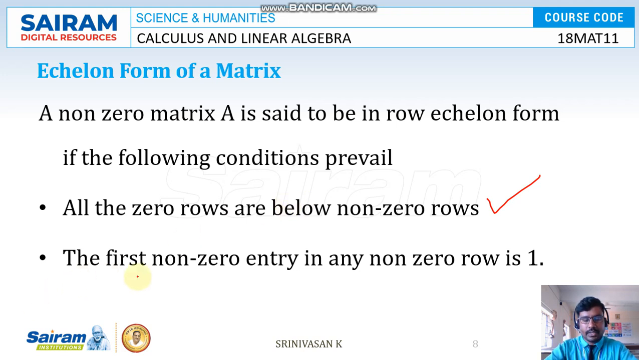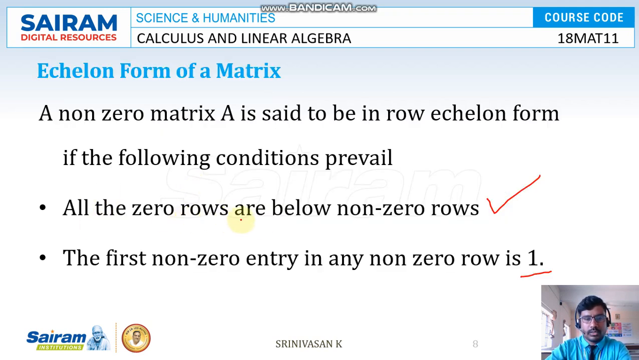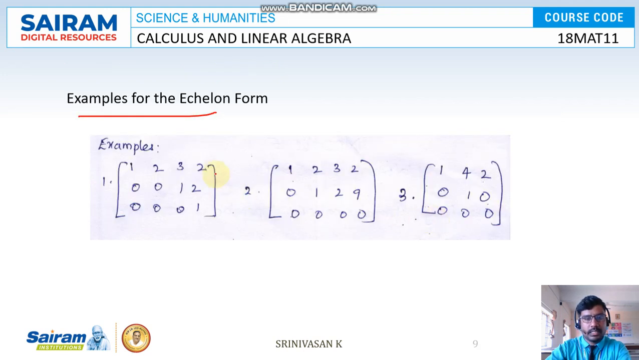Second condition, the first non-zero entry in any non-zero row is 1. Now we check some examples of echelon form. This is the first condition: all the zero rows are below the non-zero rows. That means the first row is a non-zero row. Yes, it is. Come to example 2, here also the first row is a non-zero row. In another example, here also the first row is a non-zero row.